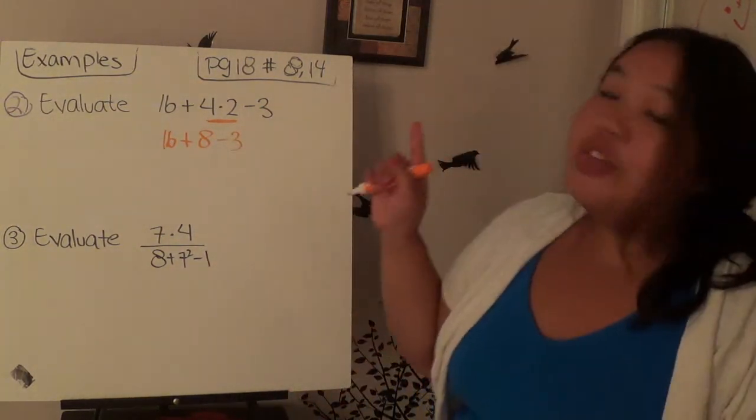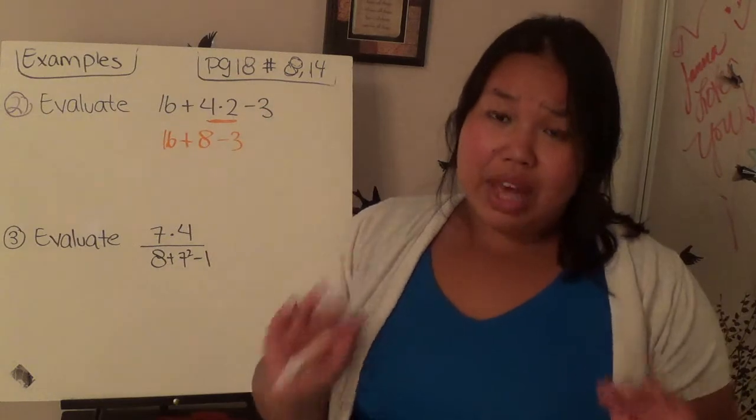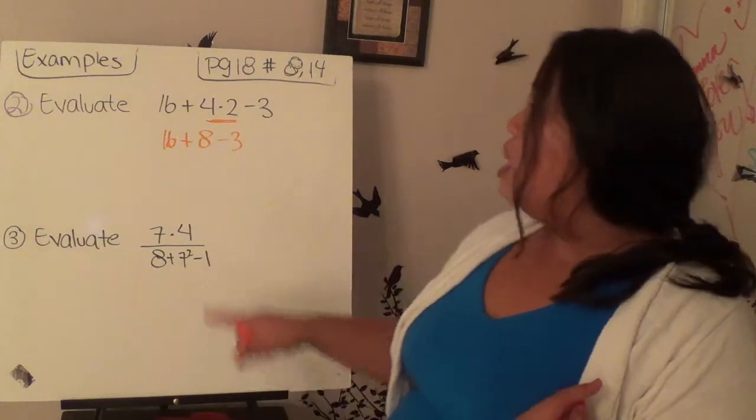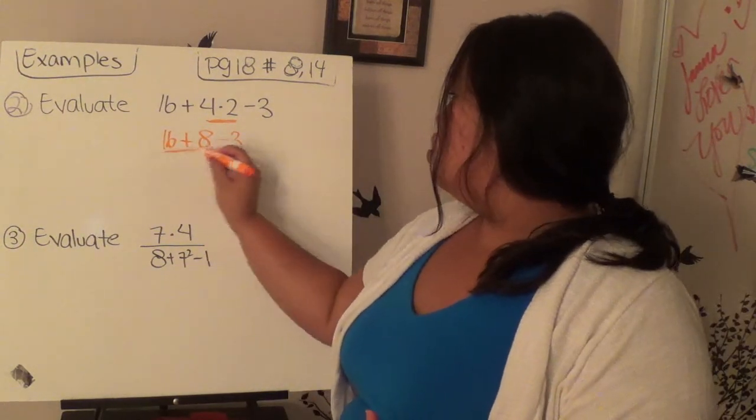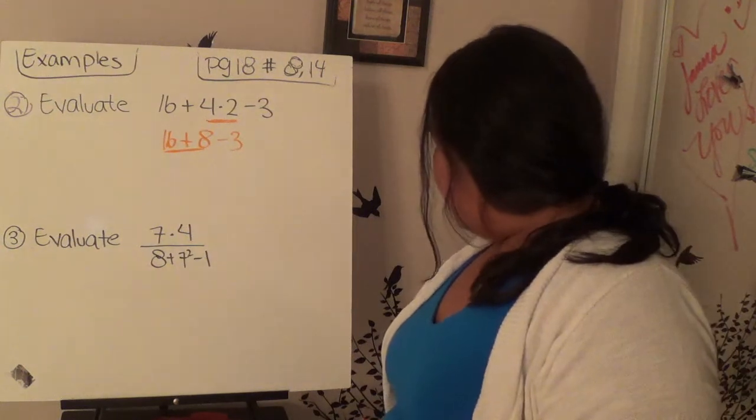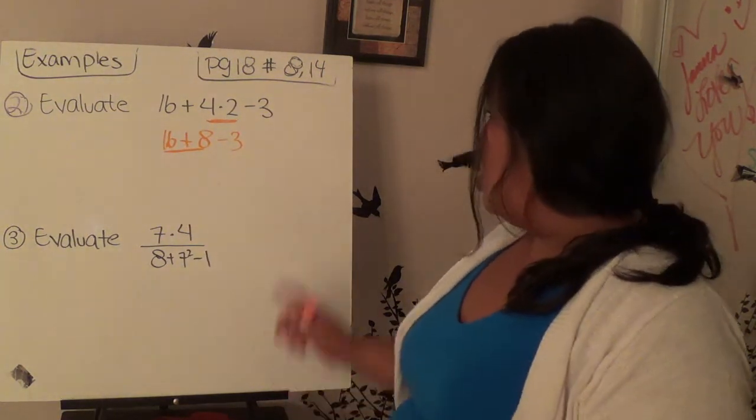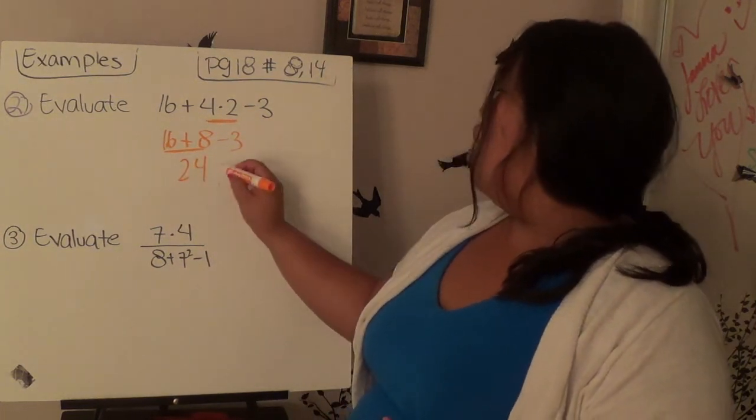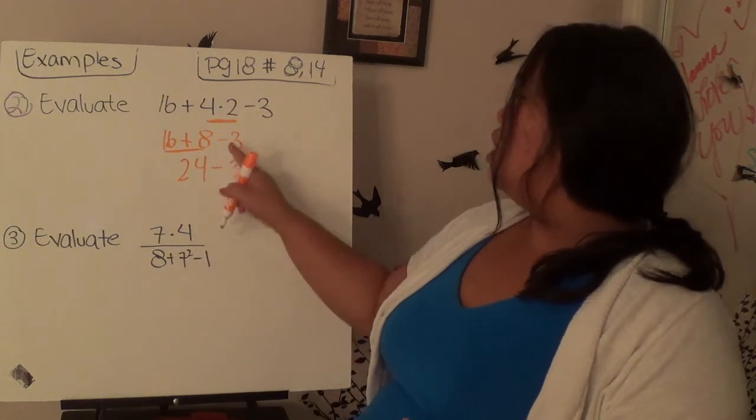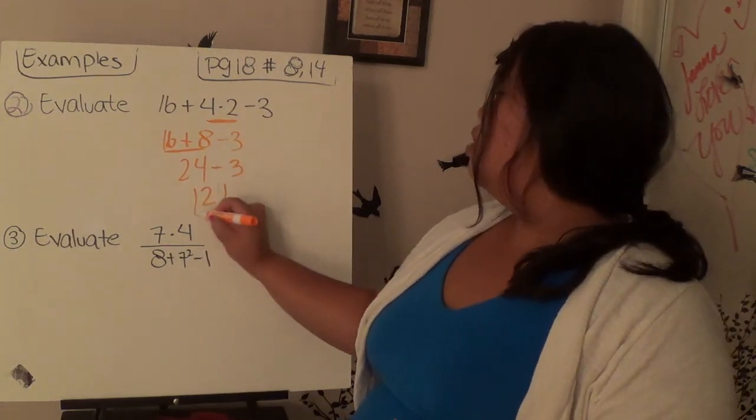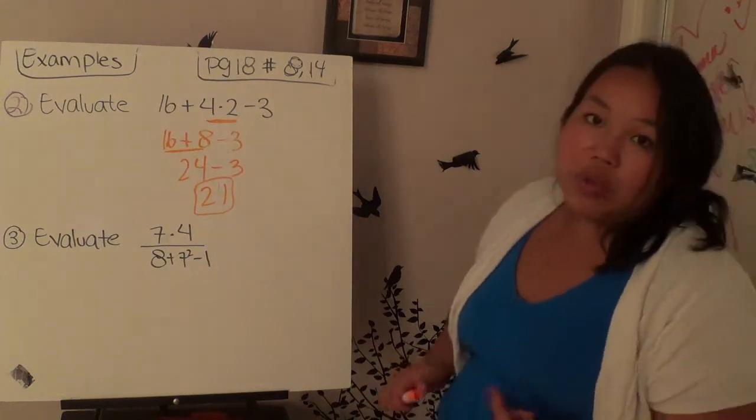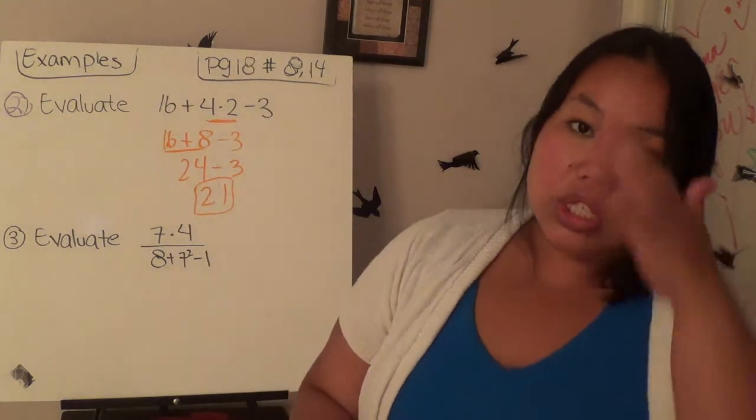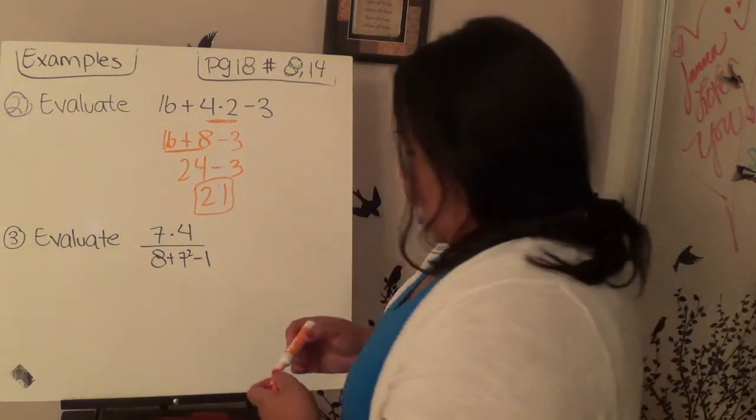Okay, now I have an addition and subtraction and they're both on the same level. So how do I know which one goes first? Well, if you look, it says from left to right. Okay, so that means the left side goes first. We go from this 16 plus 8, which is 24, and then I go ahead and subtract 3. Finally, this is my last one, 24 minus 3, which gives me 21. So again, it's left to right. When we're doing addition and subtraction, left to right, and then multiplication, division, left to right, and then addition and subtraction, left to right.